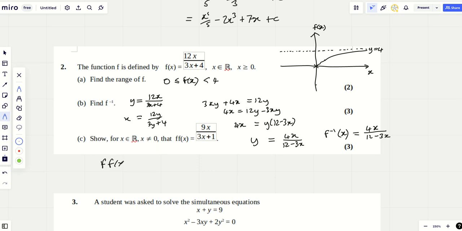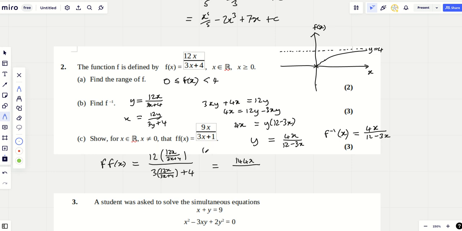So f of x equals 12 times, now that x is going to become 12x over 3x plus 4, divided by 3 times 12x over 3x plus 4, plus 4. Now, if I'm simplifying this, I'm going to times top and bottom here by 3x plus 4. It seems like the obvious move. That means you're just going to be left with 12 times 12x, which is 144x.